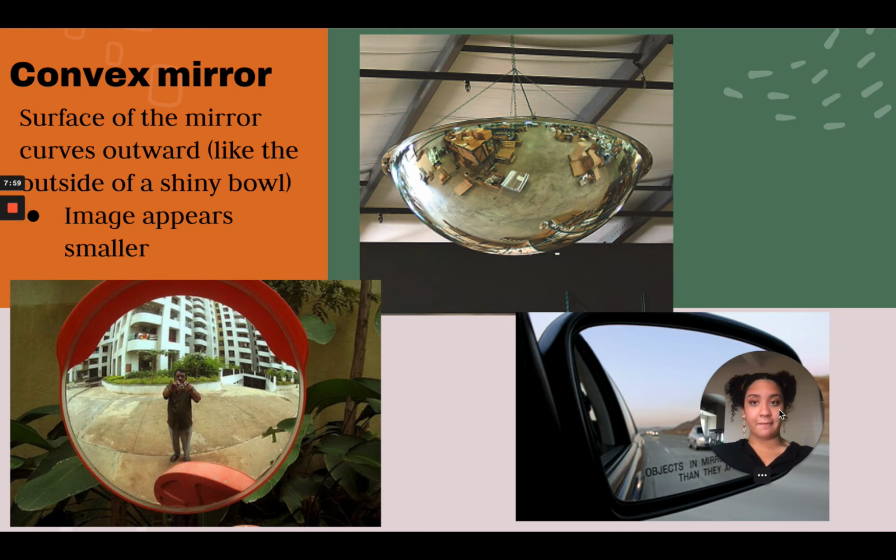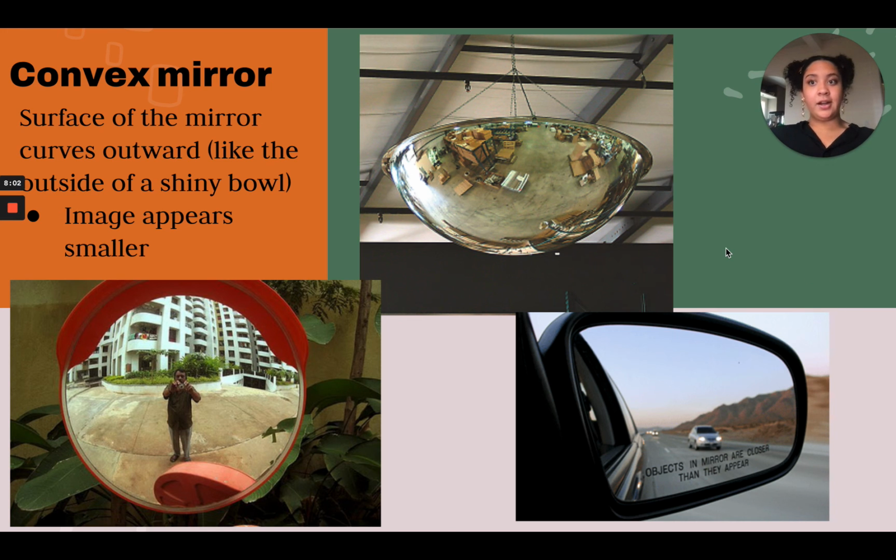Then there is a convex mirror. Convex mirrors are mirrors that curve outward, like the outside of a shiny bowl. If you look at a shiny bowl on the outside, your face might look a lot smaller than it actually is. That's because in convex mirrors, images appear smaller. There are also convex mirrors in side view mirrors of cars. That's why it says objects in mirror are closer than they appear, because the image appears smaller, so it will look farther away because it's smaller, when in reality it's not.